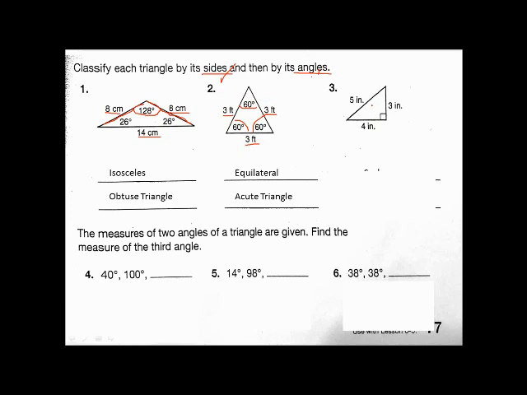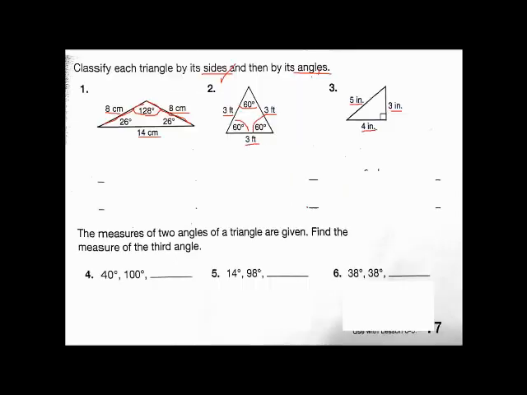Now let's go for the third example here. 5 inches, the second side is 3 inches, and the third side is 4 inches. They are all different. 3, 4, 5. What's the name of the triangle that has 3 sides having different lengths? No sides are the same. We call it scalene. So this is a scalene triangle.